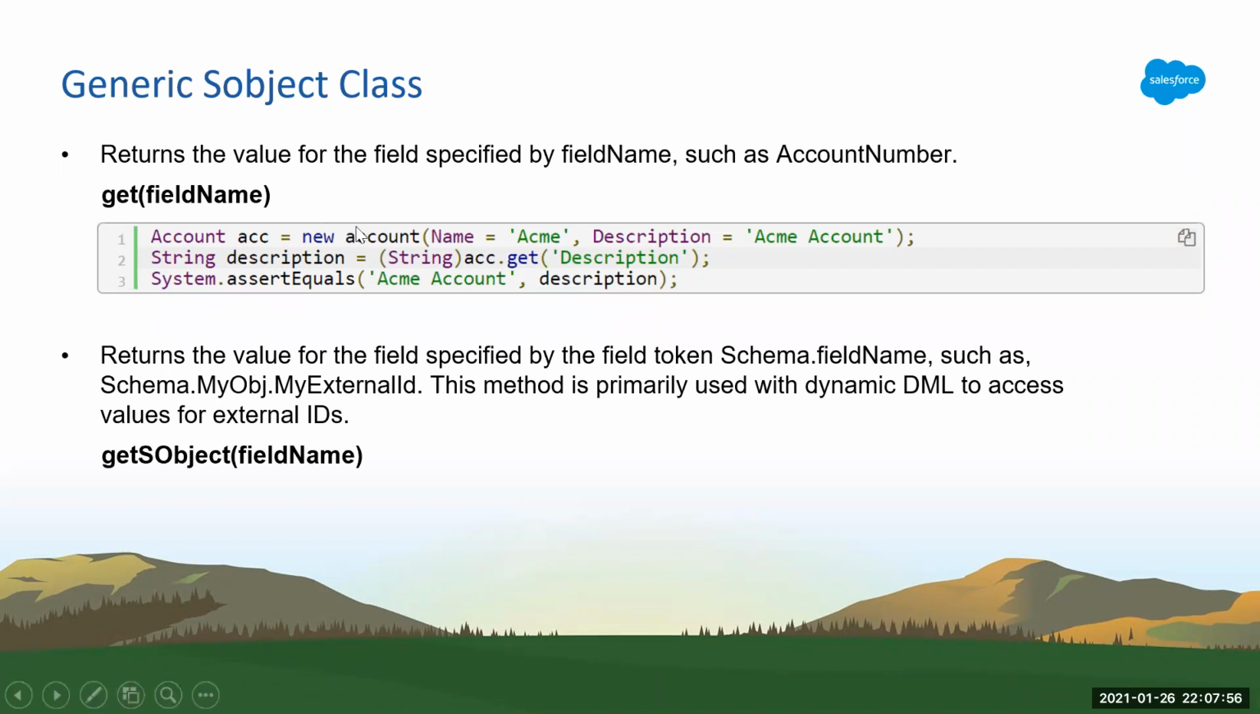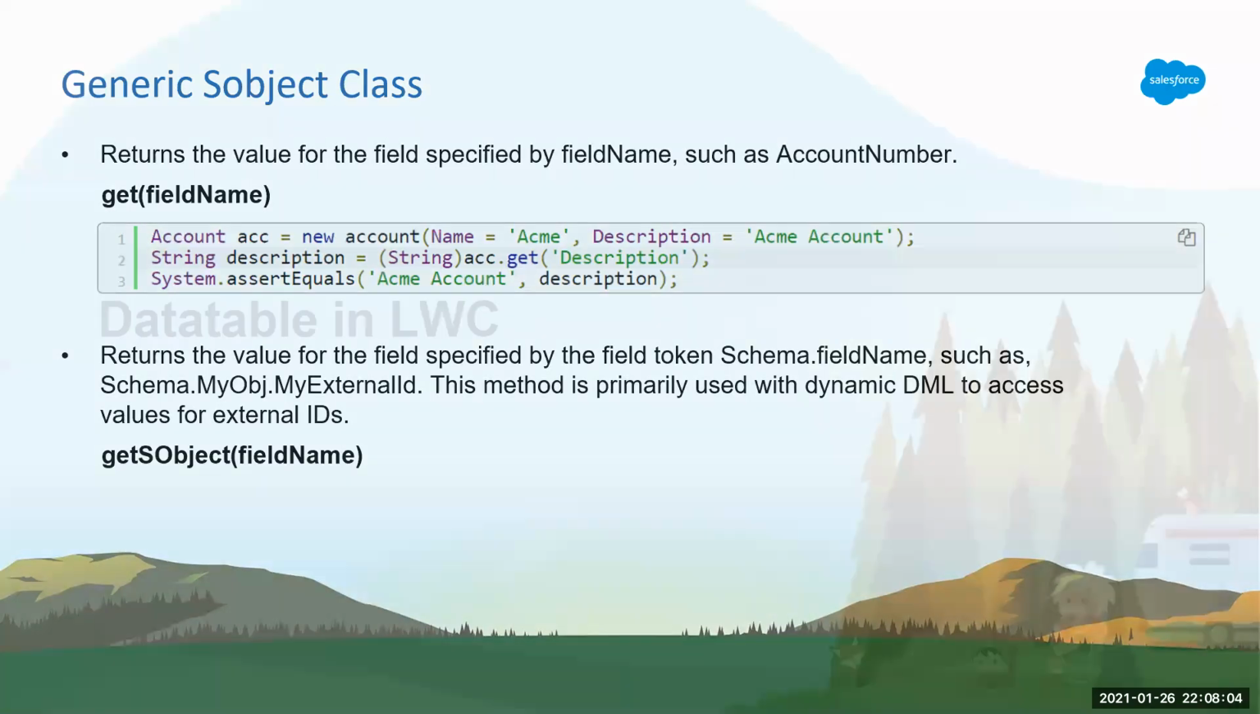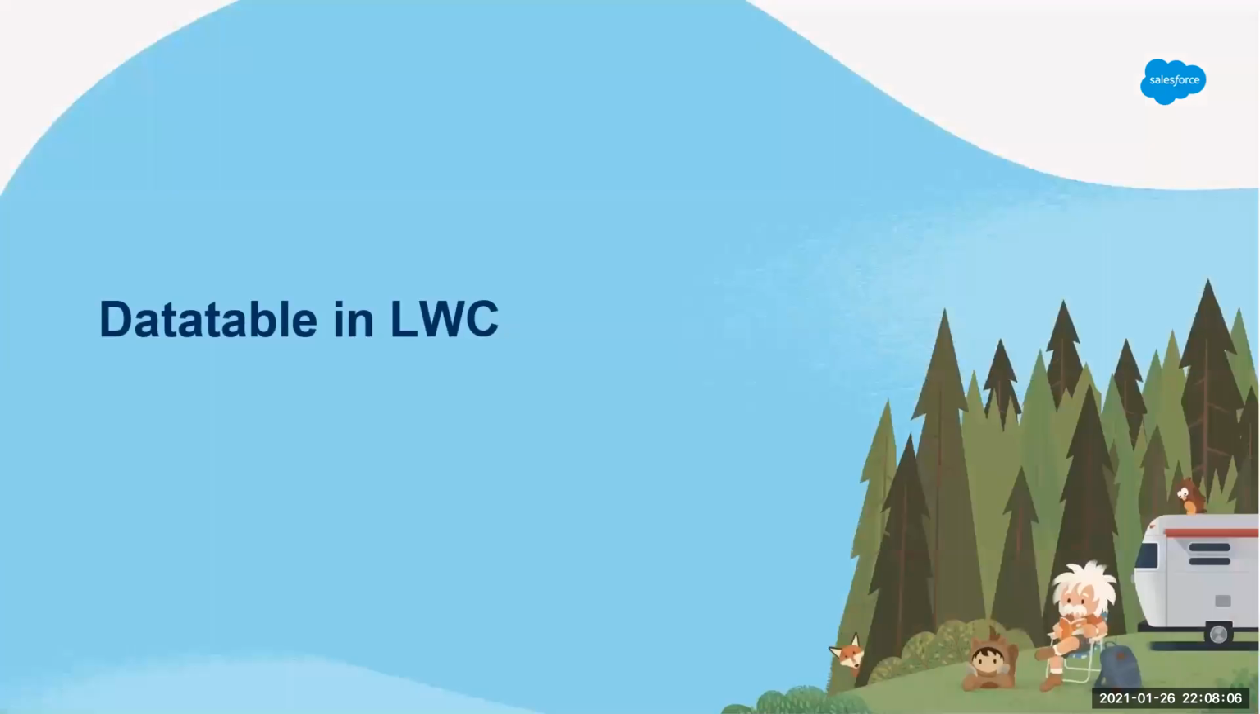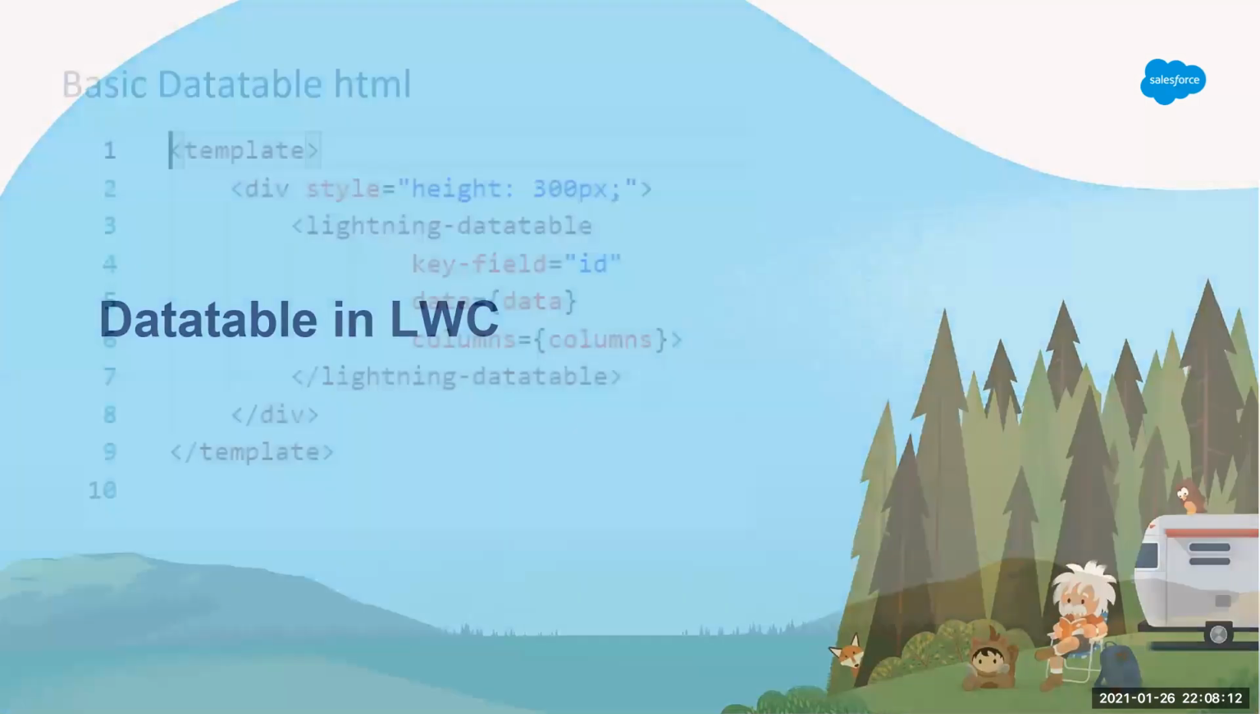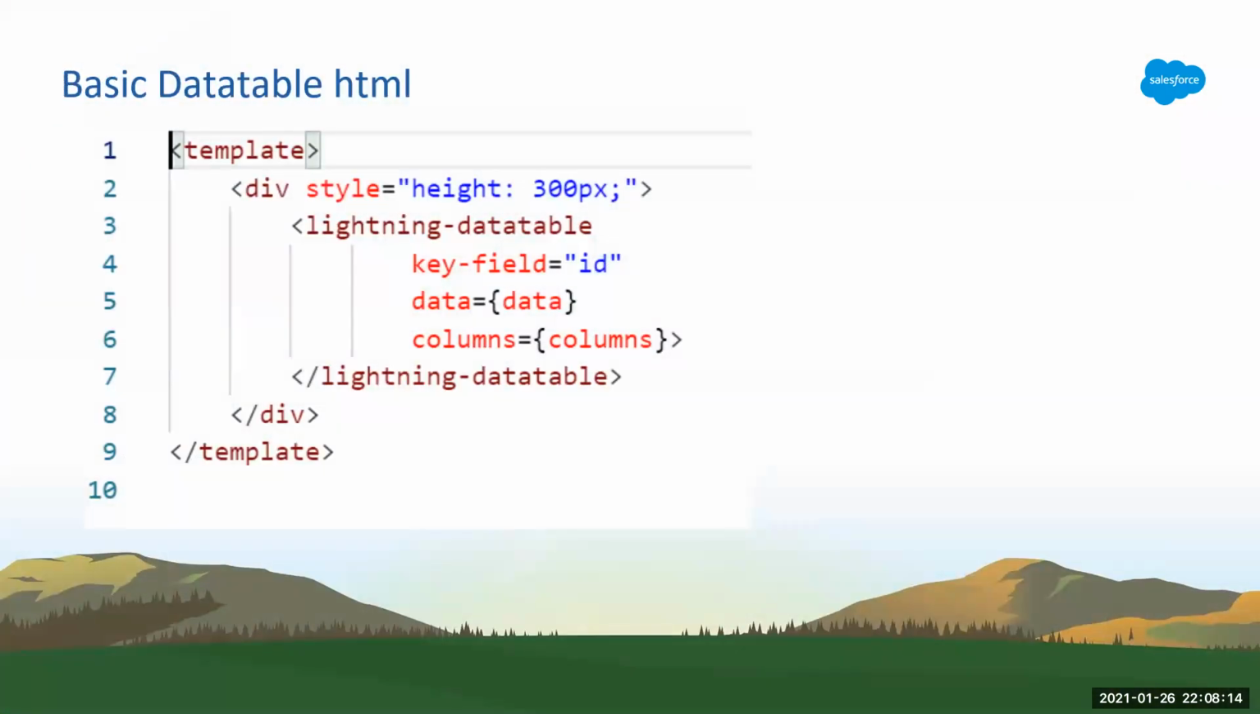So we'll see the example and we'll see the code, how this works and how this is getting us the dynamic values. Okay, how does a data table look in LWC? If you have not seen how the data table is created in LWC, it's pretty simple. We have a data table HTML file. In the template, we have a lightning data table component.